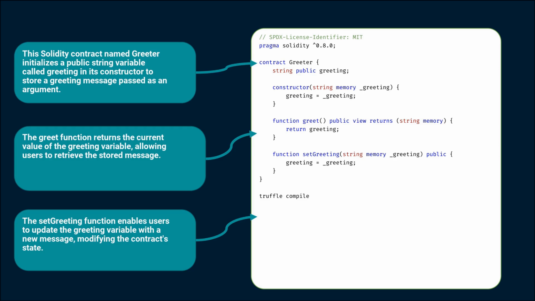We then define two functions, greet and setGreeting. The greet function is a public view function that allows us to read the current greeting message stored in the contract. When called, it returns the value of the greeting variable. On the other hand, the setGreeting function allows us to update the greeting message. This function can be called by any user, enabling them to change the greeting stored in the contract. Now that we understand the structure and functionality of our Greeter contract, let's compile it using Truffle to prepare it for deployment on the Rinkeby network.